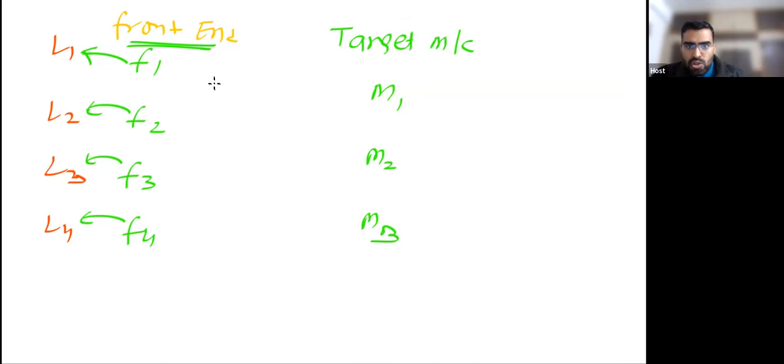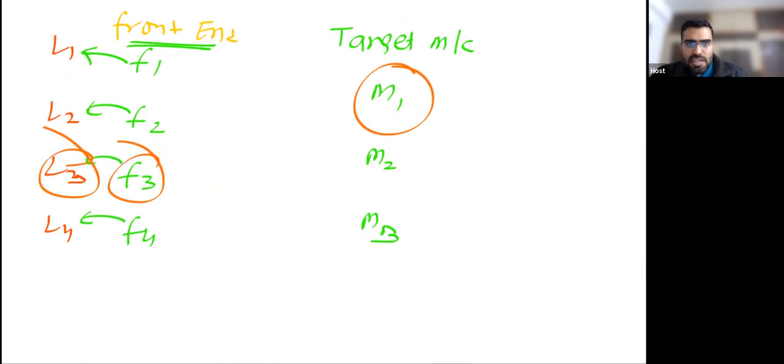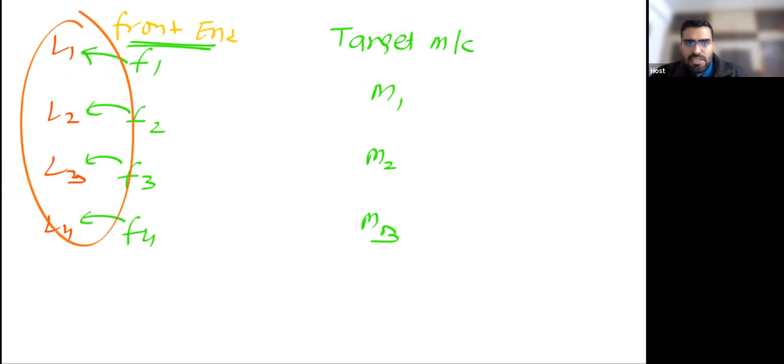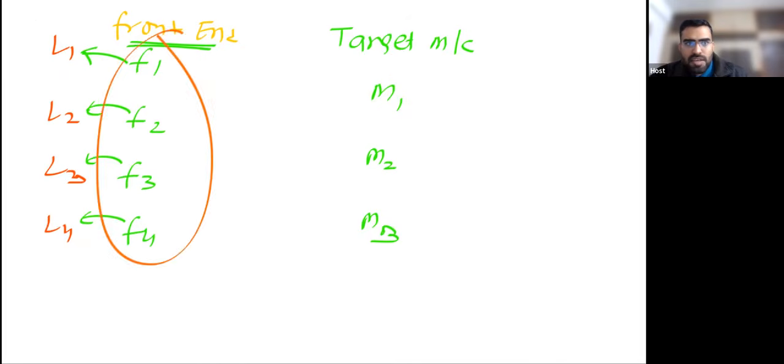Okay, but also let me tell you that this is the target machine. This target machine has no knowledge of the language. Yes or no? Correct. So this target machine M1 has no knowledge of language. But this front end depends on the source language. This front end depends on this language. But this machine has no knowledge of any of these languages. This machine does not know how to deal with these front ends, correct?